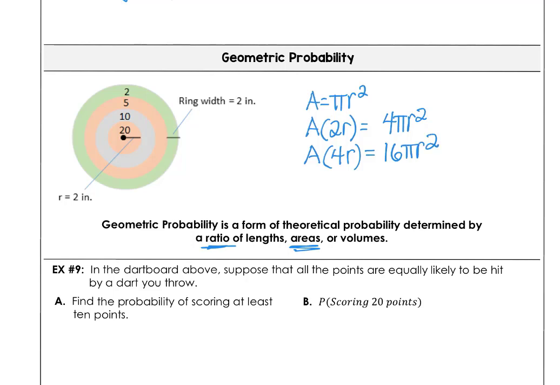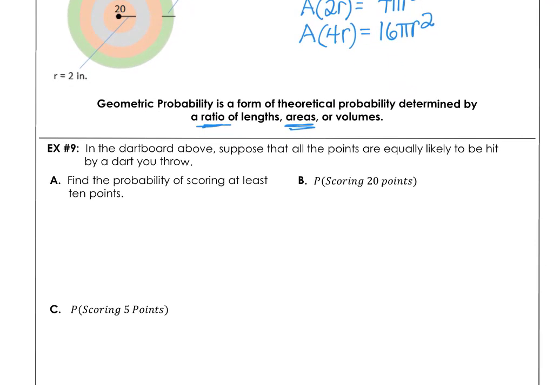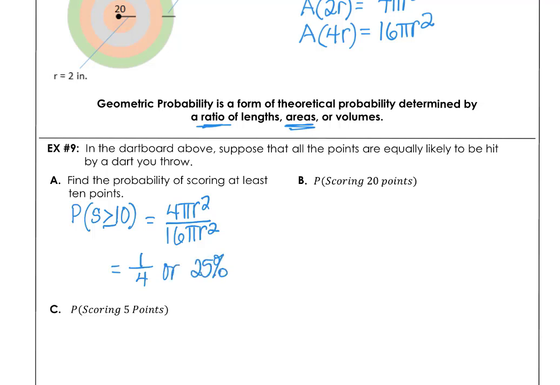So we want to score at least 10 points, which would tell me that I want the probability of at least 10, so some score greater than or equal to 10 would be the area of the 2r. So if I just got the 10, that would be 4 pi r squared divided by the larger area, 16 pi r squared, which is 1/4 or 25%. Then the probability of scoring 20 points would be pi r squared divided by 16 pi r squared, which is 1 out of 16 or 6.25%.